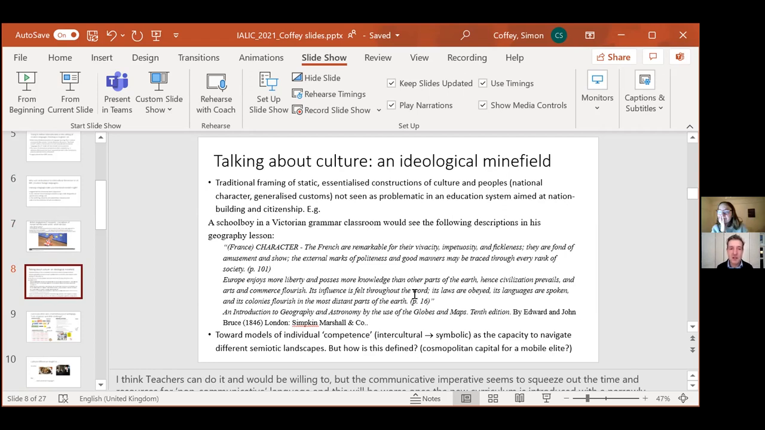I just put this in for a bit of fun because I do quite a lot of historical work. This extract from a Victorian geography book has, for each country, the topography, the industry, things like that, and also a section on character. So for France, it says the French are remarkable for their vivacity, impetuosity and fickleness, etc. So it has these very essentialized characteristics imparted on each people, for each country, which is quite amusing.